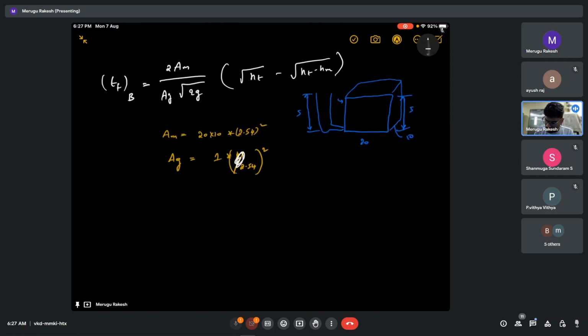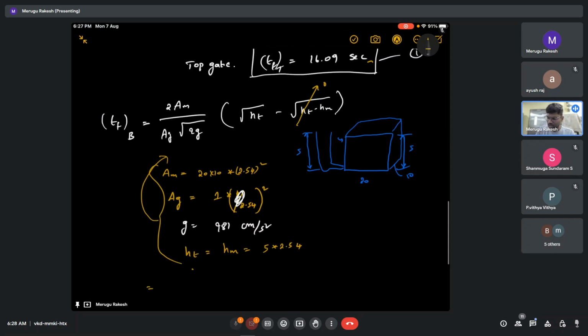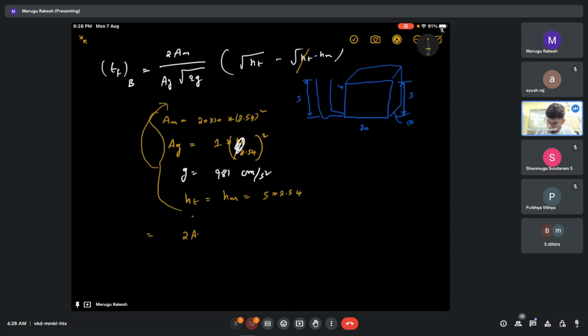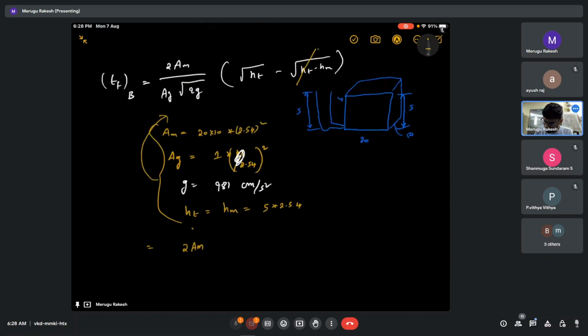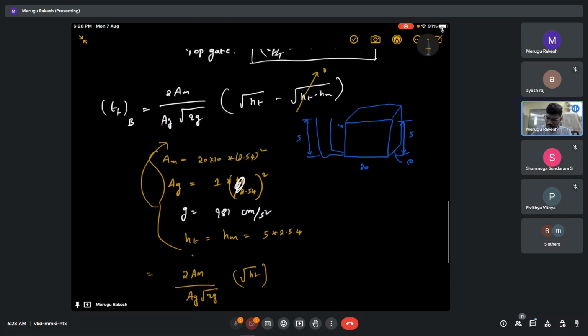Then we have the area of the gate as well, 2g, where g value is 981 centimeter per second square. Let me change. Then we have ht equal to hm in this case, and that is equal to 5 inches. We have all the data to plug in here. If you see, ht and hm are both equal, so this term tends to 0. So this is what we are left with, right? Everything has gone. ht is equal to hm, so that term has gone.